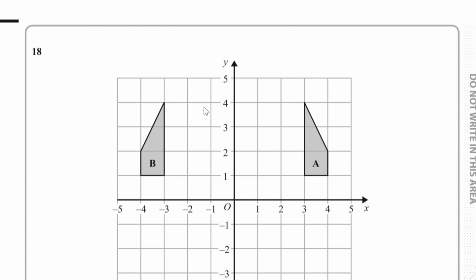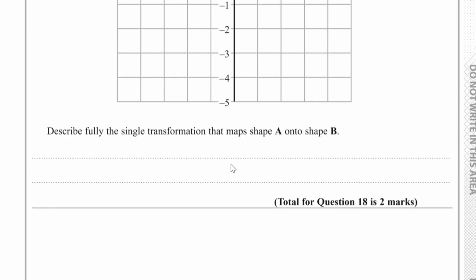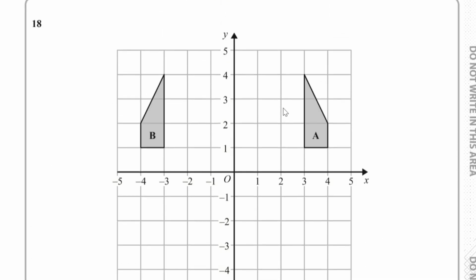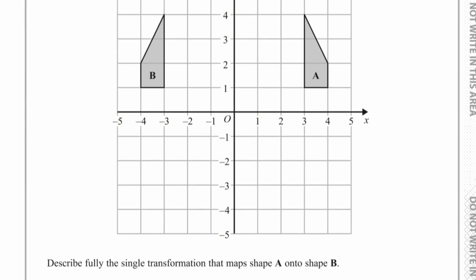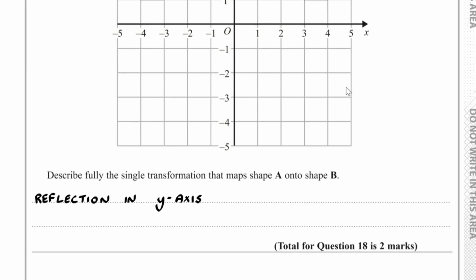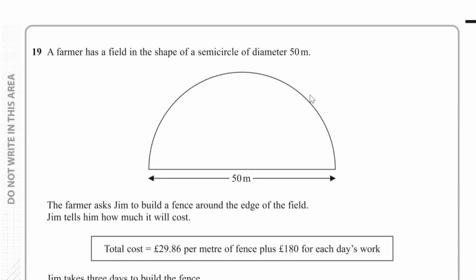Question number 18. We've got shapes A and B, and what we have to do is describe fully the single transformation that maps shape A onto shape B. Well, what we are doing is we are reflecting this shape in this line x equals 0. In other words, we have a reflection in the y-axis.